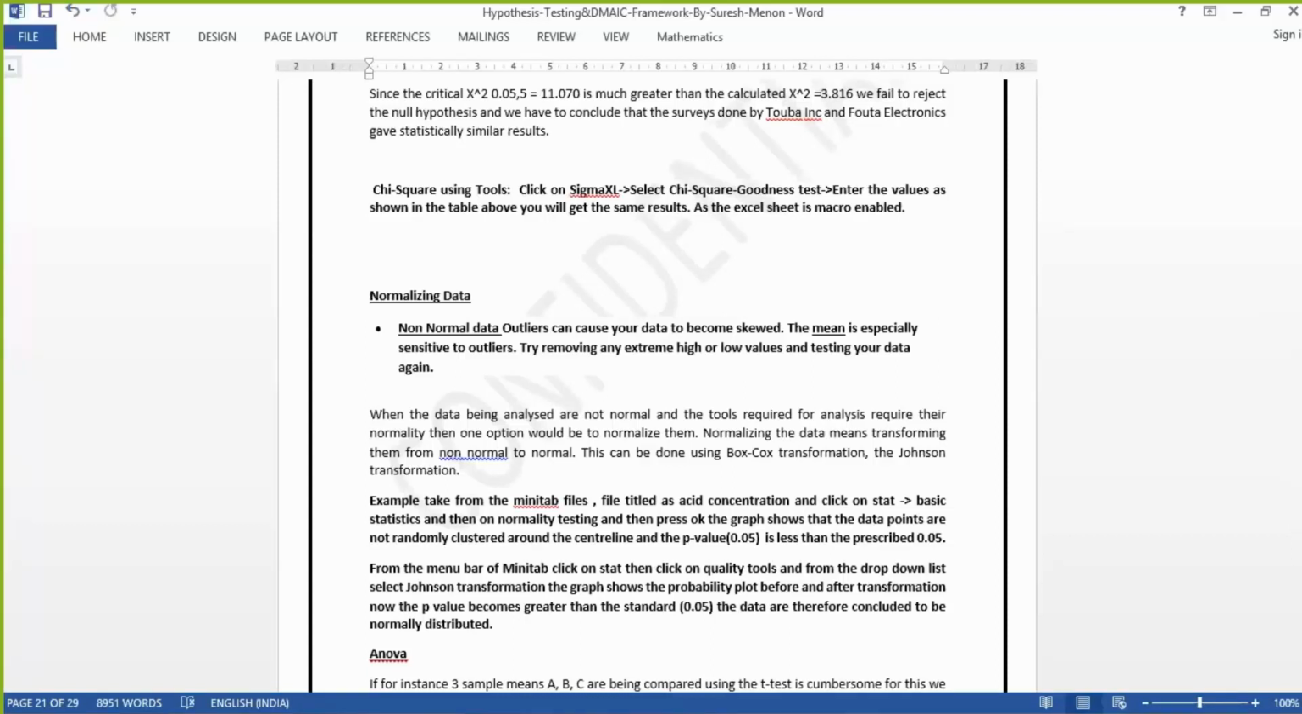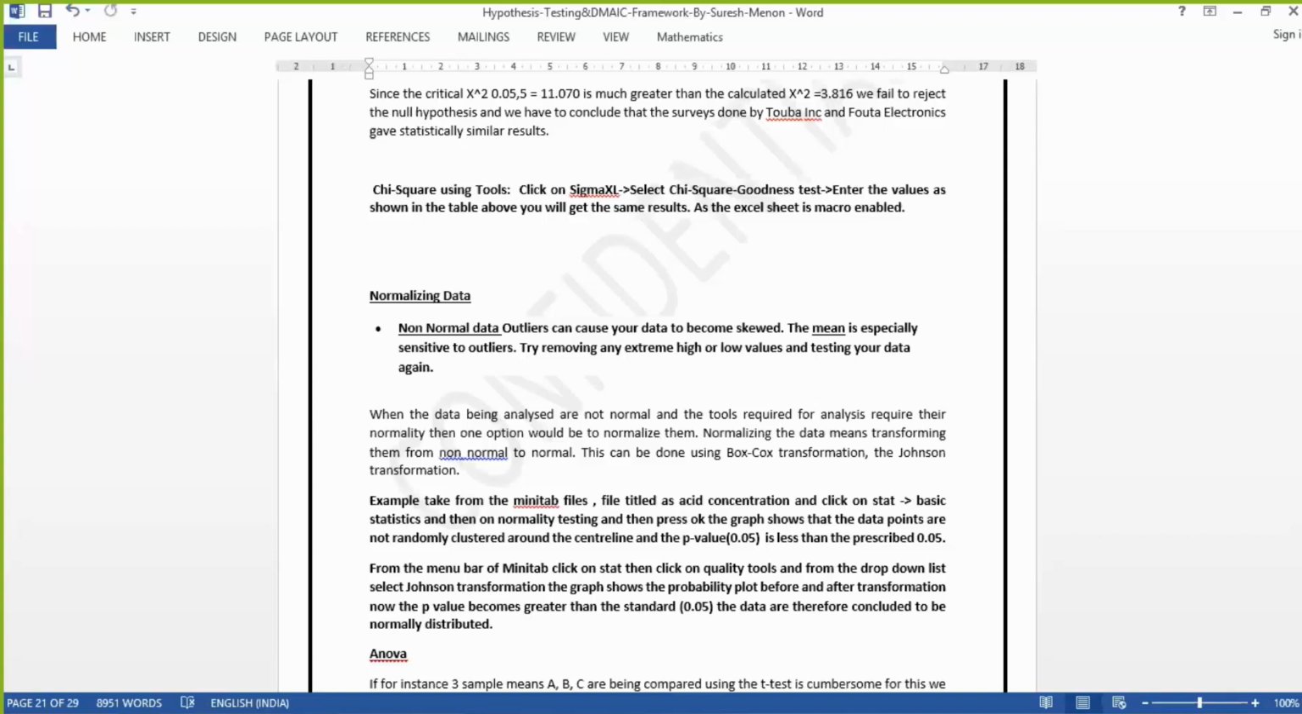See, what is skewed? Yesterday I introduced some data: 11, 12, 11, 12, and then suddenly I introduced one number called 40. That is skewed data. So you have to remove that data, and only then does the data become normal. Otherwise the data is not normal; it's called skewed data.